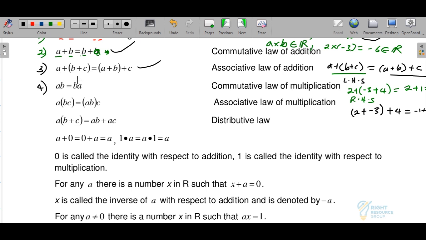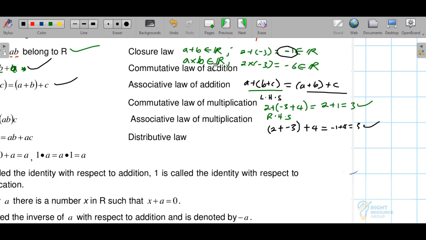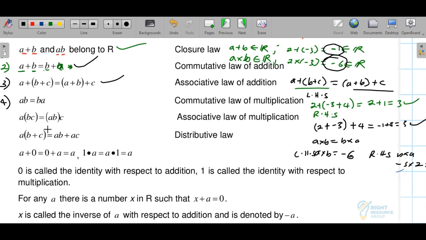So let's also check for the commutative law of multiplication, where A multiplying B is the same thing as B multiplying A. We already have A multiplying B to be -6. Let's check for B. We have A multiplying B to be equal to B multiplying A, and we have A multiplying B equal to -6. This is the left hand side. So let's check the right hand side now, where we have B multiplying A. B is -3 multiplying A, which is 2, is still equal to -6. So you see that the two are -6, which means this also stands. The commutative law of multiplication is correct.